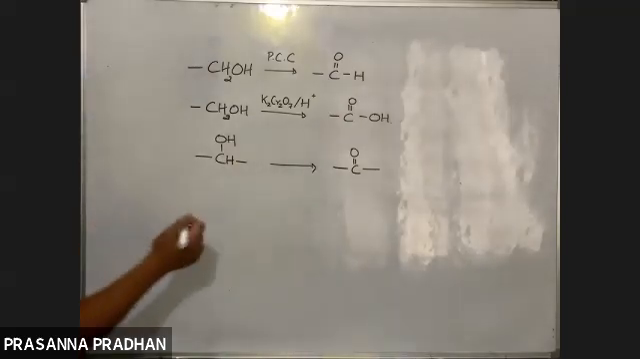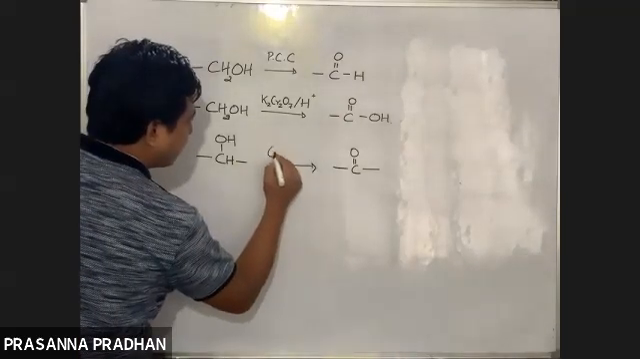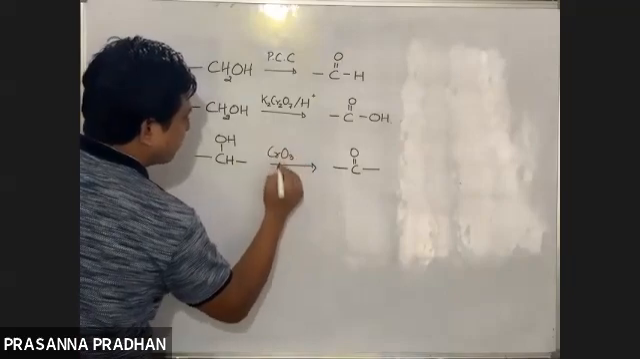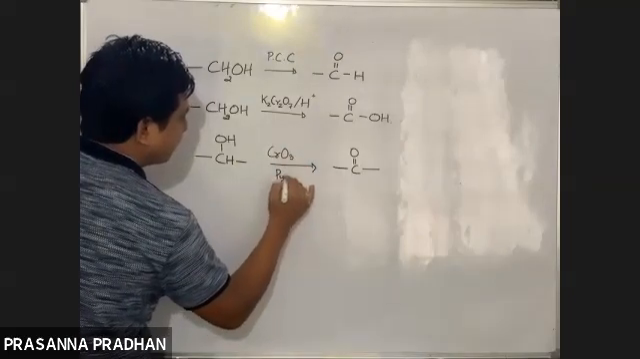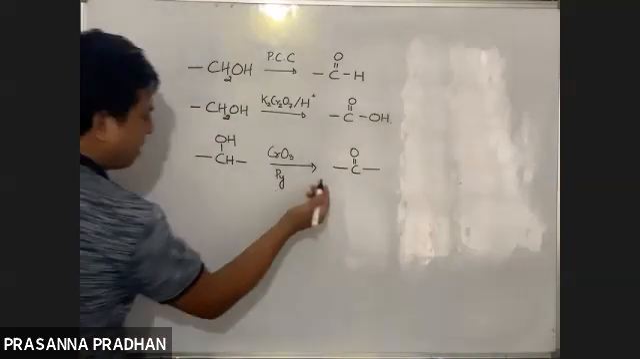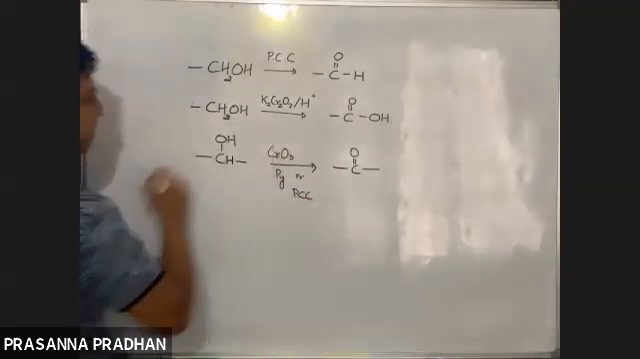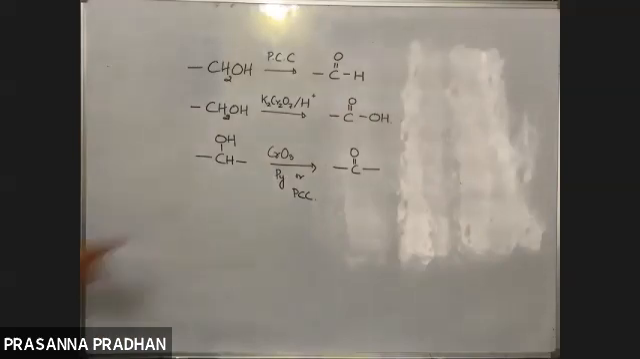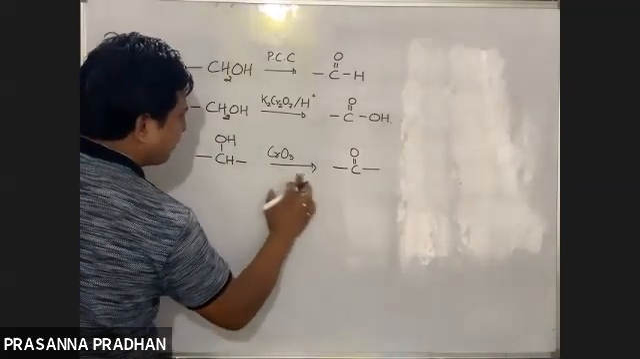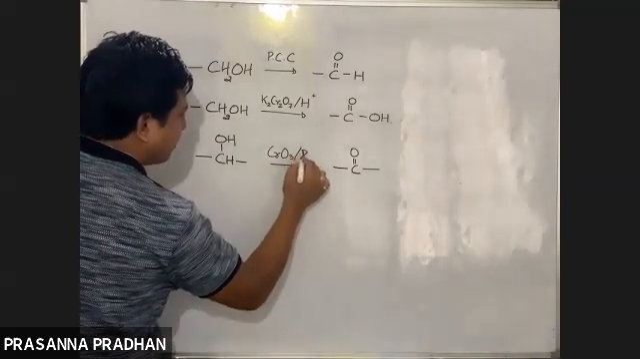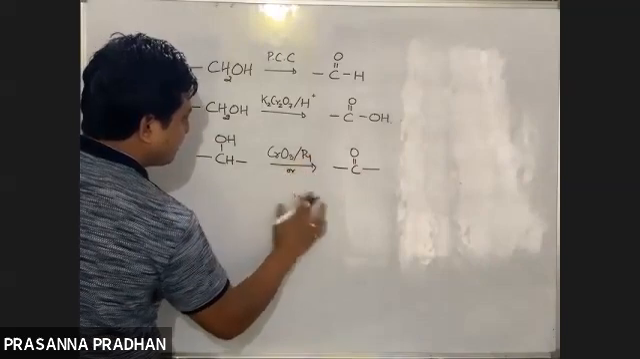So what is the reagent used here? We use CrO3 in pyridine, or sometimes we can also use PCC as well. Chromium trioxide, CrO3, is normally used as the oxidizing agent, and pyridine is used as a solvent, or we can use PCC.